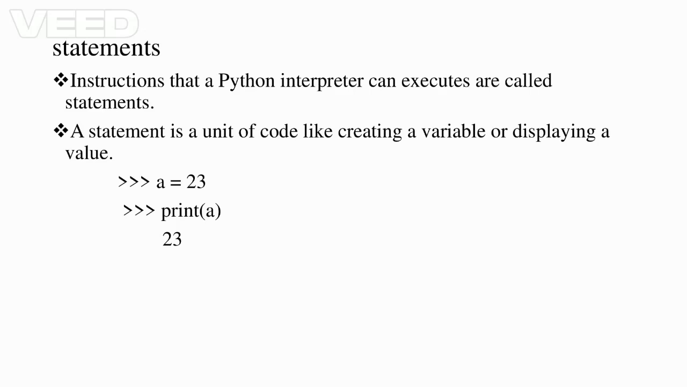Next, we are going to see what is meant by a statement. Instructions that a Python interpreter can execute are called statements. A statement is a unit of code like creating a variable or displaying a value. This is an example of a statement.